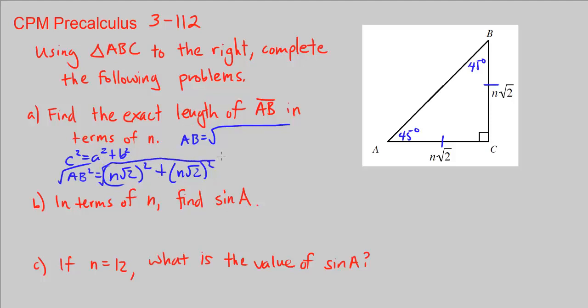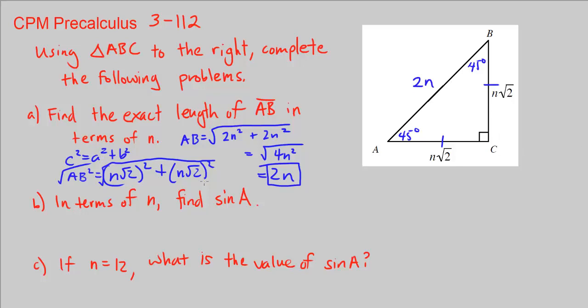Let me do that a little neater. Going up here. And then n times square root of 2 squared is equal to n squared times square root of 2 squared, which is 2. So it's equal to n squared times 2, or 2n squared. Likewise, n square root of 2 squared is equal to 2n squared. Okay, we add those together, we get square root of 4n squared. Now we can square root that, and that's equal to 2n. Okay, so side AB is equal to 2n.